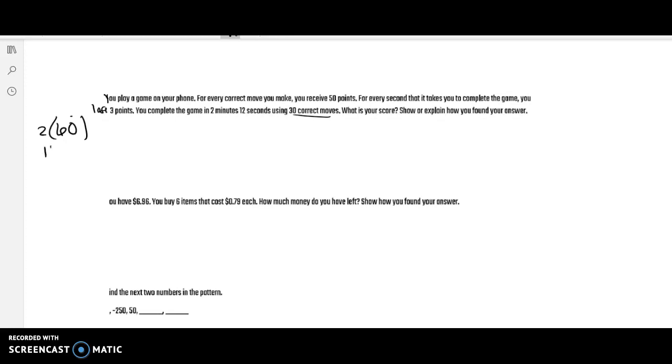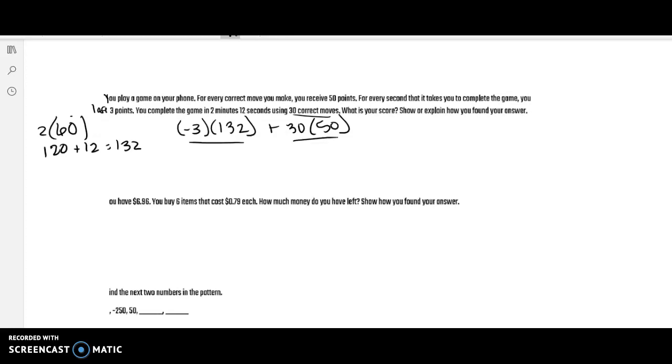many seconds was in 2 minutes. We get 120. And then we have to add that to our 12, and we get 132. But we know that we lose 3 points for every second that we are playing the game. So we have negative 3 because we lost it times 132. And we're going to add that to our 30 points for every 50, for every 30. We had 30 correct moves for 50 points each.